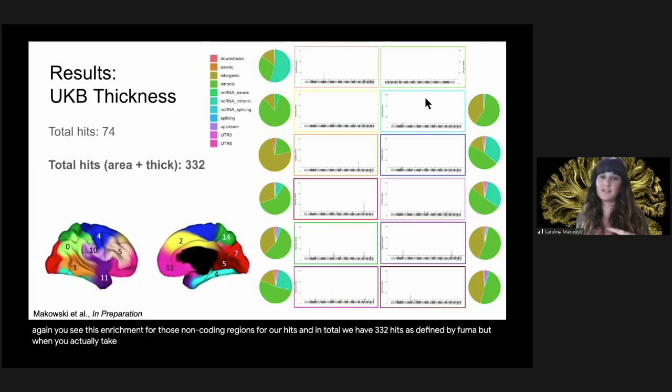But when you actually take into consideration the same parameters that are used in ENIGMA and clumping in the same way, we actually do have more hits than was presented in that Grasby et al. ENIGMA paper.